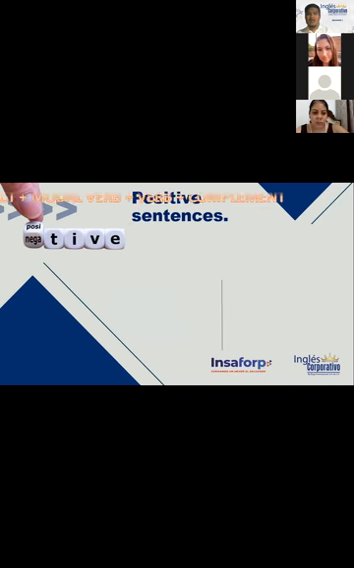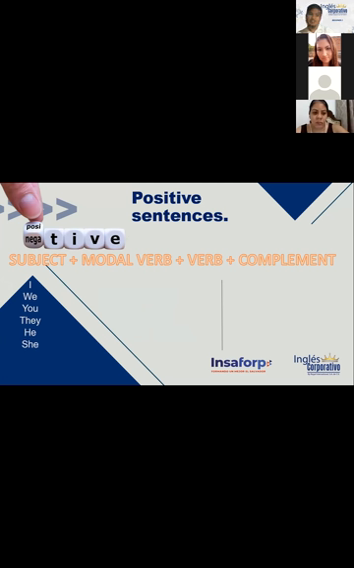Another thing, how do we create positive sentences? We have a structure that you need to follow. The first part is the subject. We have here, right? I, you, we, they, he, she, it. That is the subject. After that, we go with the modal verb that in this case is gonna be could.